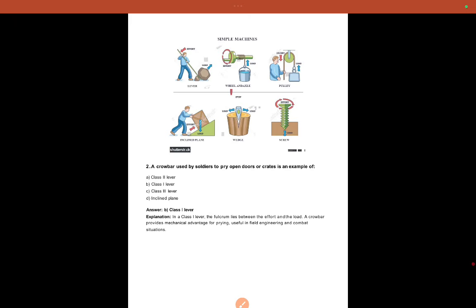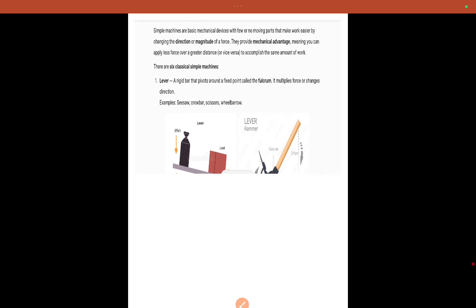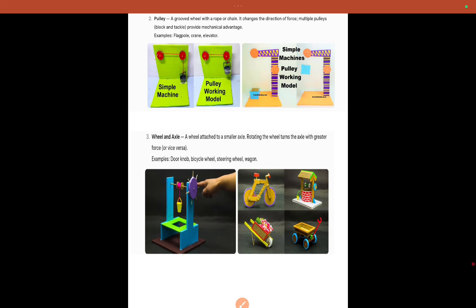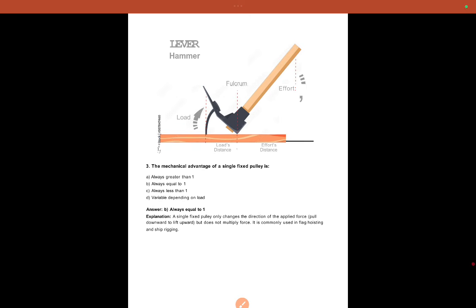In a class 1 lever, the fulcrum lies between the effort and the load. A crowbar provides mechanical advantage for prying, useful in field, engineering and combat situations. So coming to the third, you can see here a lever. Fulcrum is in the middle, so this is the load and this is the effort. So you can see here load, effort, fulcrum.